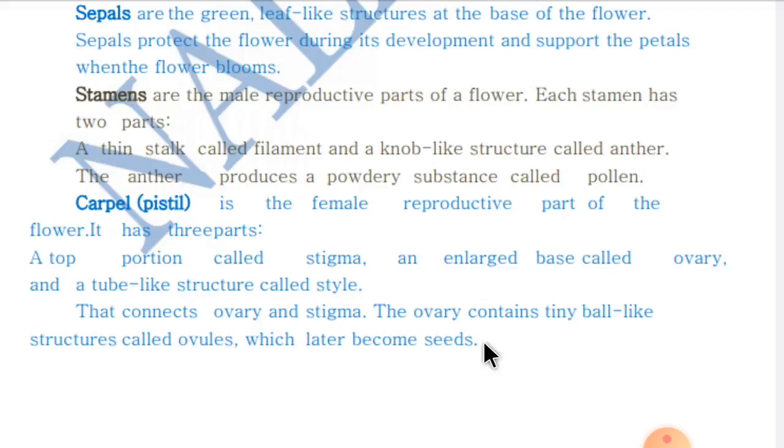So these are the long question answers of this chapter. Write down in very neat and clean handwriting.